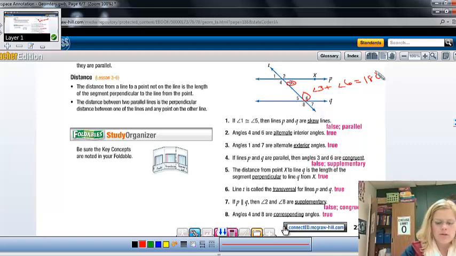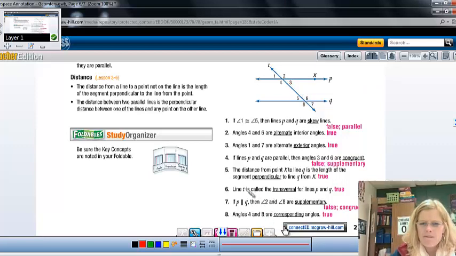Let's go to number 6. Line T is called the transversal. Yeah, because it cuts these two lines. That is true. If P is parallel to Q, then 2 and 8 are supplementary. 2 and 8, no, these are alternating exterior angles, so they are congruent. They're equal. So angle 2 would have equaled angle 8. And 9, you can't see it, but 9 said angles 4 and 8 are corresponding. Well, where's 4 and where's 8? That is true. Inside the two parallel lines, one's on the outside, he skipped one. True.